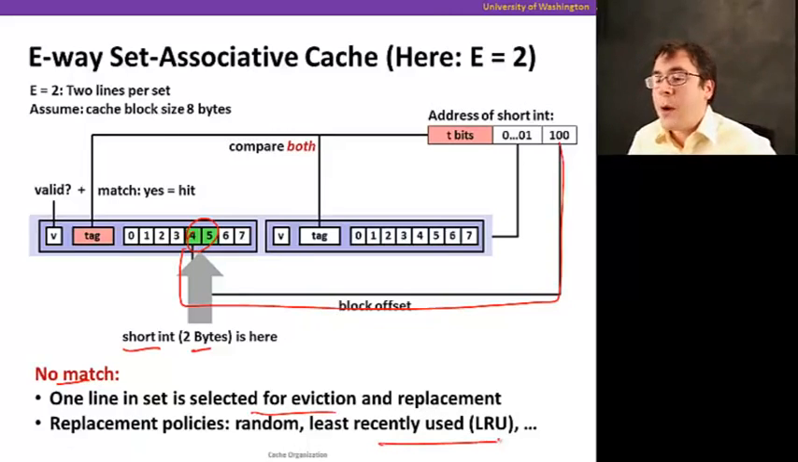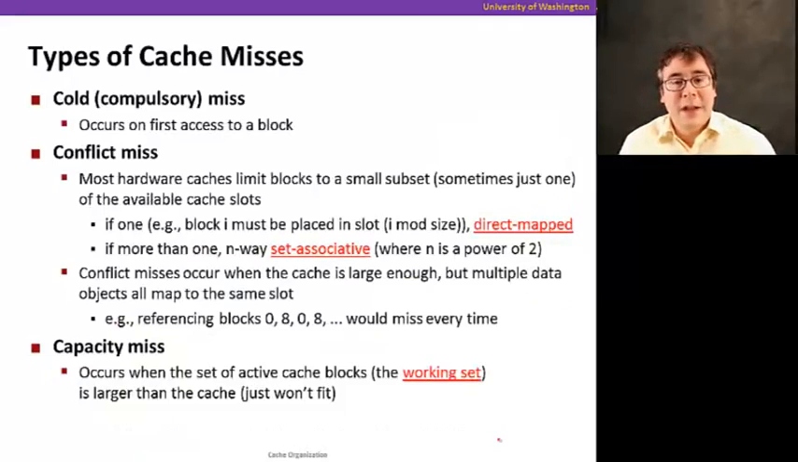Now let's look at types of cache misses. There are many types of cache misses. There are 3 types, not many, 3 types. That's what we call the 3 C's of cache misses. There's actually a 4th one when we talk about multiprocessors, but that might be for another time.